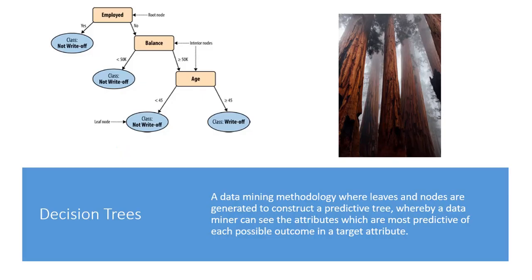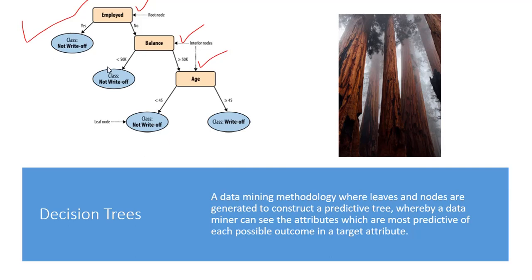The reason that they're often called decision trees is we create this structure right here when we're building decision trees. So let's look at the components here. This first one is known as a root node. It's the very top. So the first question that's asked is, is the person employed? If it's yes, we will not write it off. If it's no, then we'll look at this next node, and these two are interior nodes. So we look at the balance.